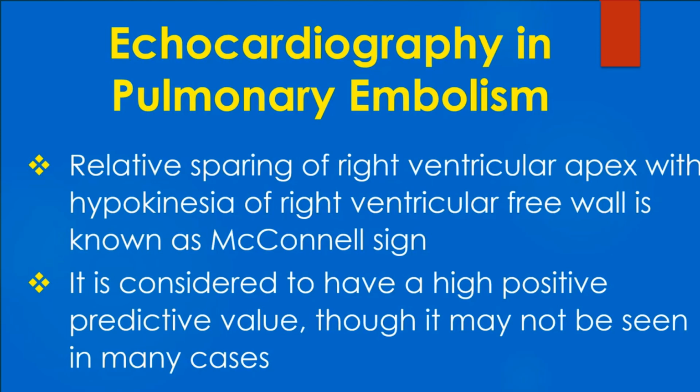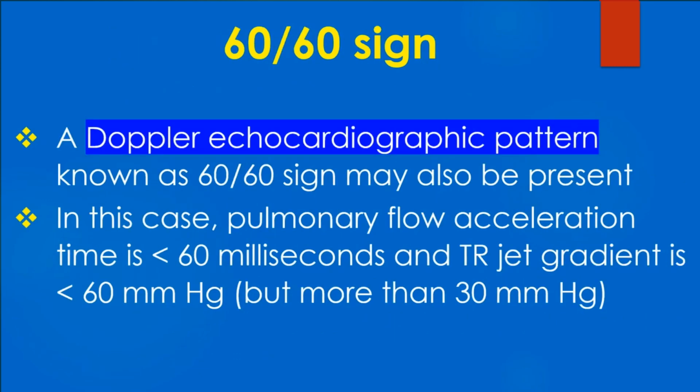Relative sparing of right ventricular apex with hypokinesia of right ventricular free wall is known as McConnell sign. It is considered to have a high positive predictive value, though it may not be seen in many cases. A Doppler echocardiographic pattern known as 60 by 60 sign may also be present in pulmonary embolism. In this case, pulmonary flow acceleration time is less than 60 milliseconds and tricuspid regurgitation jet gradient is less than 60 millimeters of mercury but more than 30 millimeters of mercury.